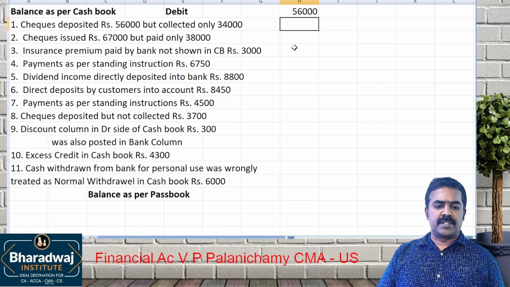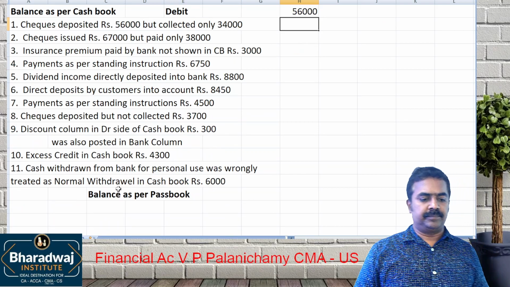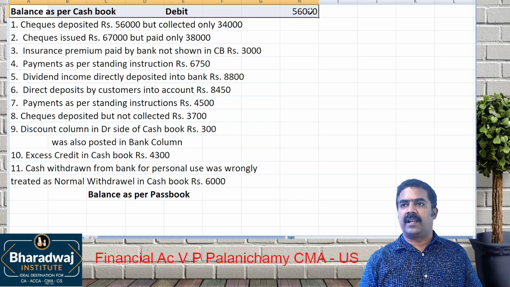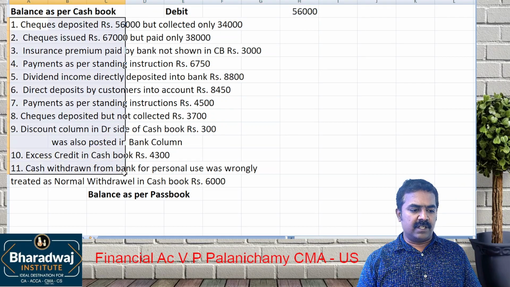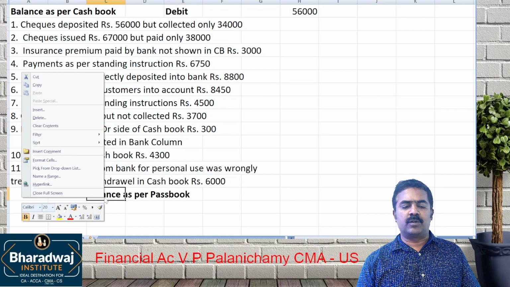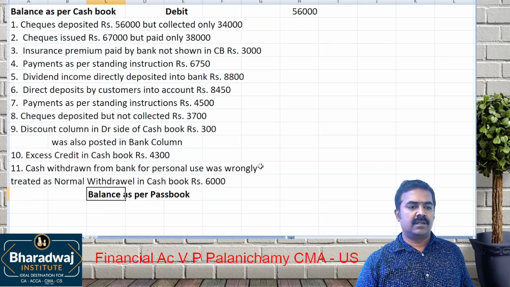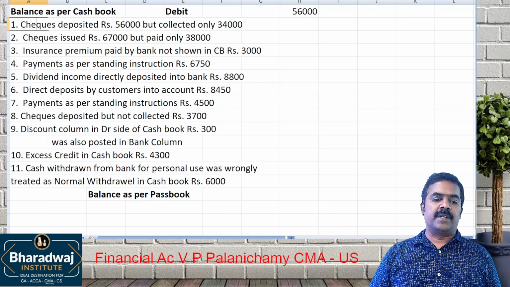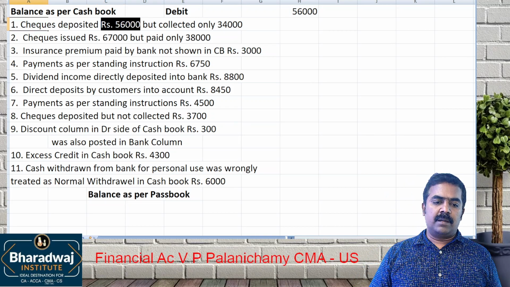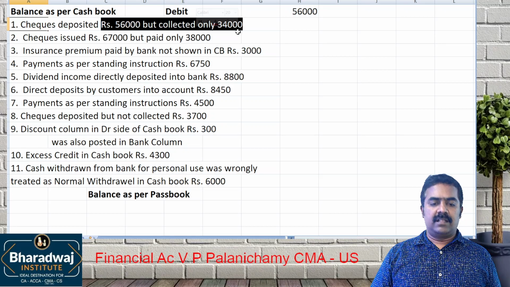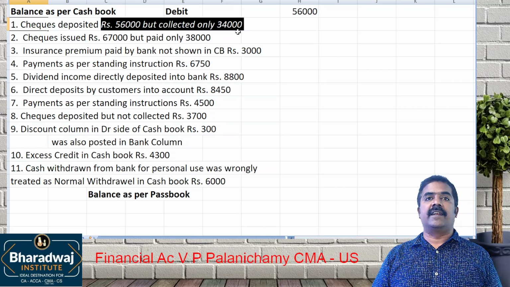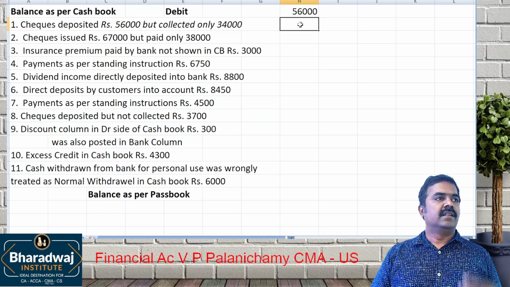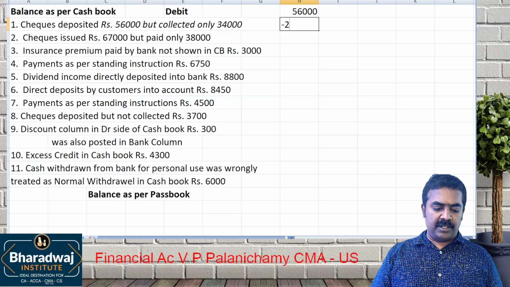Now for this question, decide plus or minus. The balance as per cash book, a debit balance, is given to us. We are given various adjustments. Find out the balance as per passbook. First, see how much check we deposited, but they have collected only 34,000. What is not collected? 22,000 not collected. So minus 22,000.